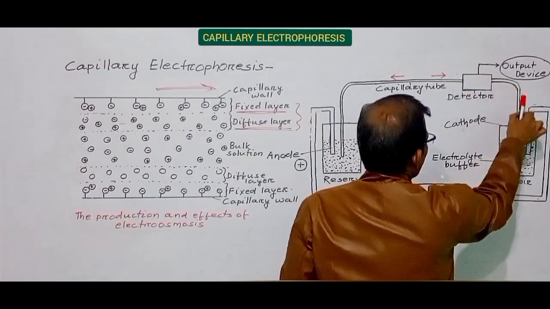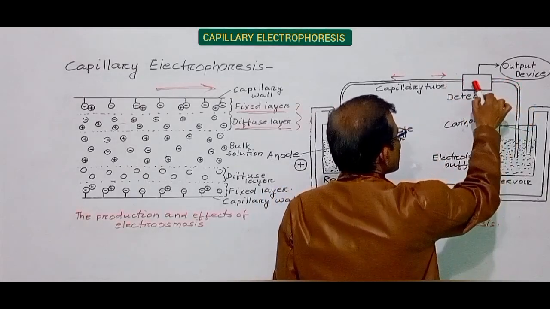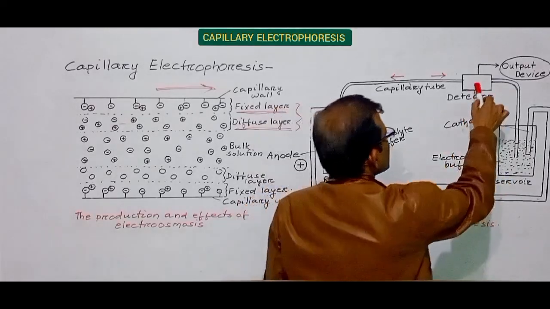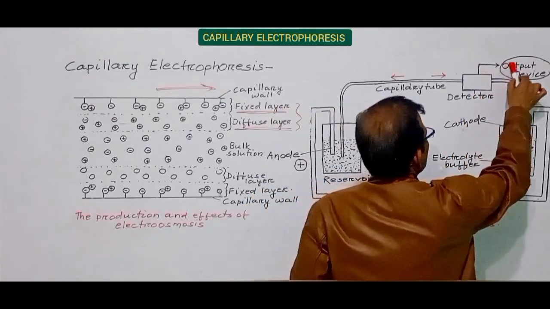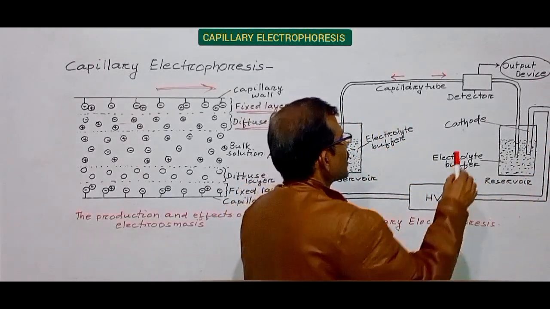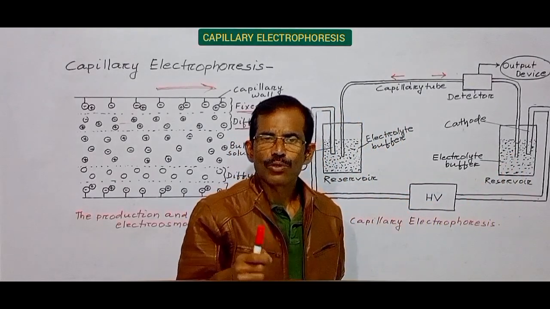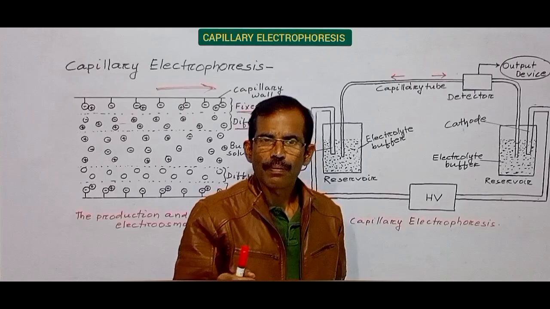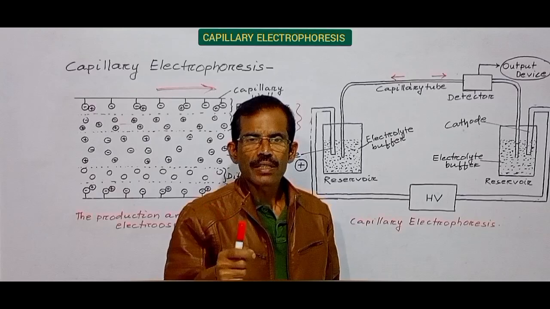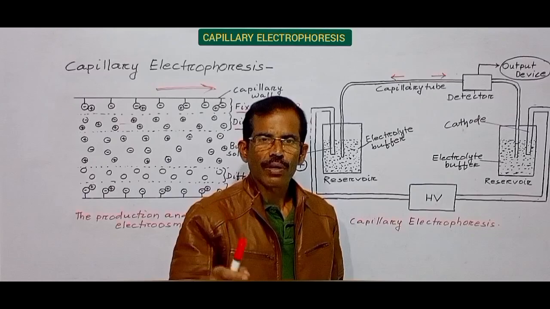As the separated molecules approach the cathode, they pass through a viewing window where they are detected by an ultraviolet monitor. The monitor then sends a signal to an integrator, a recorder or a computer. The signal thus generated is plotted against migration time to form an electropherogram. Typical run times are between 10 and 30 minutes. In this way, sample components are separated by capillary electrophoresis.